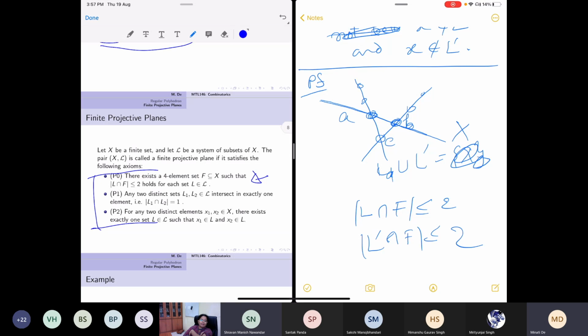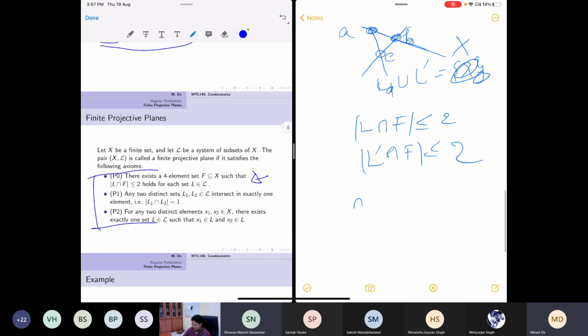If we call the four element set ABCD, so let's say these are the four elements. We'll face a problem only when L intersection F is AB and L dash intersection F is CD, because otherwise one of these 4 points would not lie on any of these lines.